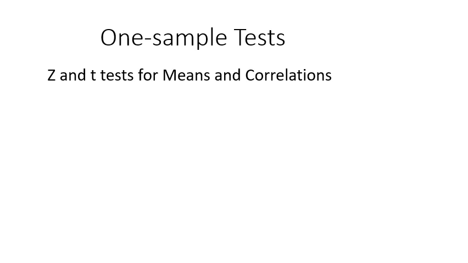So when we're talking about one sample tests, we're going to look at a couple different types of tests. We're going to look at z-tests, which we've already kind of covered a little bit. Last week we looked at how to do z-scores for looking at probabilities and inferential statistics. Well, now we're going to actually do z-tests for significance. And we'll also look at t-tests as well. We'll look at them for both means and correlations.